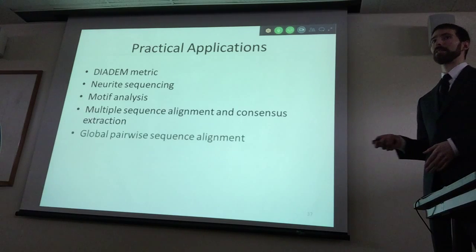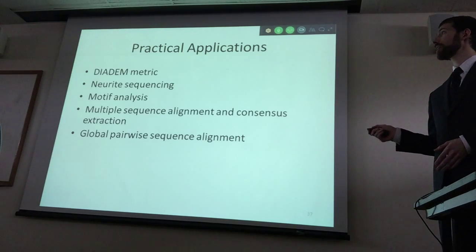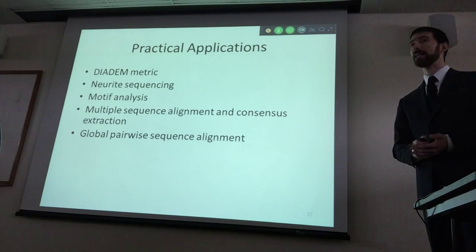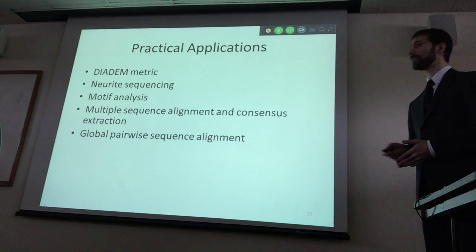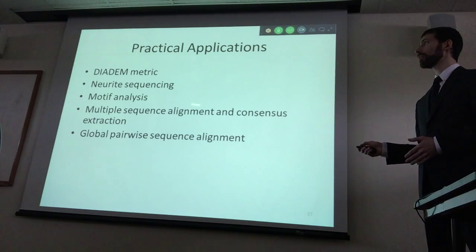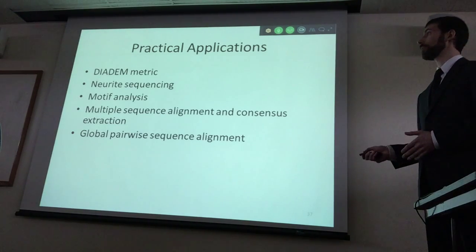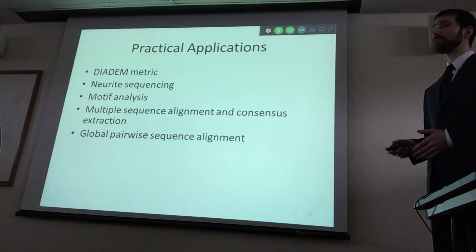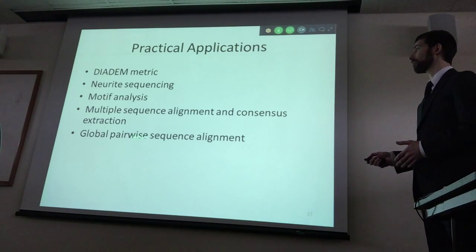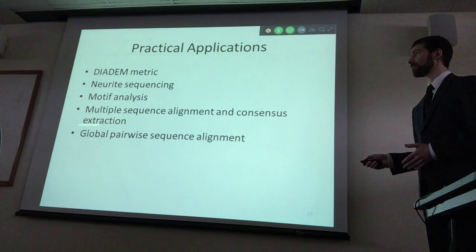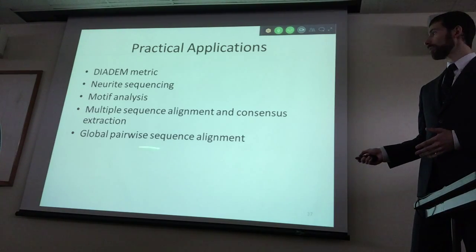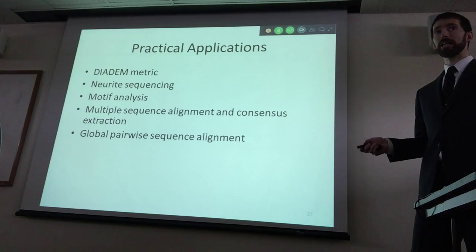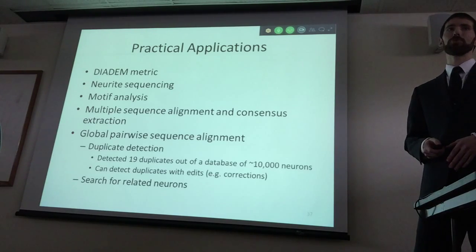So practically speaking, in my dissertation, I've created the DIADEM metric for enabling improvements in the automated reconstruction process in the field, created a neurite sequencing procedure, applied that to motif analysis, which has shown us some interesting information, a multiple sequence alignment and consensus extraction, and also the global pairwise alignment. And one of the interesting things that this can do, aside from the analysis that I did, is we can also use it to detect duplicates.